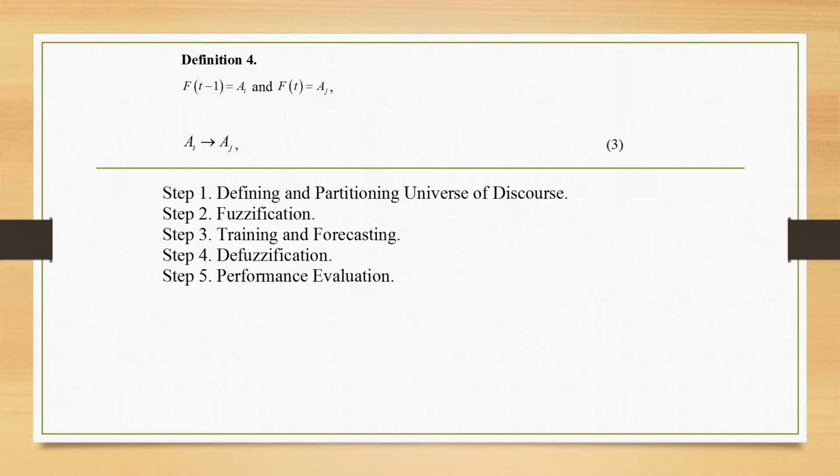Definition 4. Suppose Ft-1 equals Ai and Ft equals Aj. A fuzzy logical relationship is defined as equation 3, where Ai is named as the left hand side of the fuzzy logical relationship and Aj the right hand side. We use the following steps, which are based on Yu and Huang's method, in problem solution.